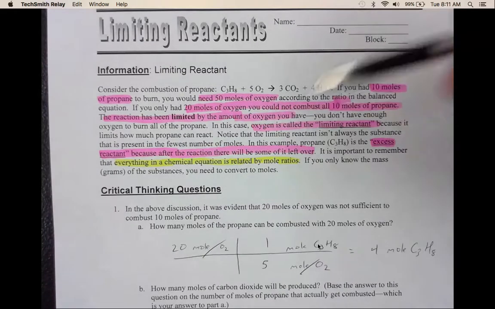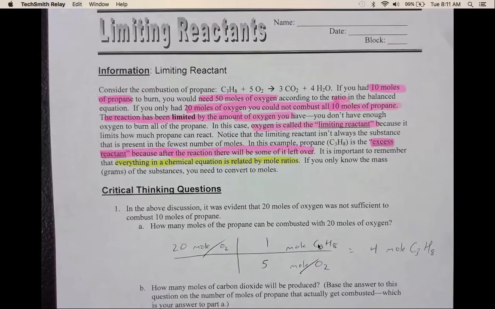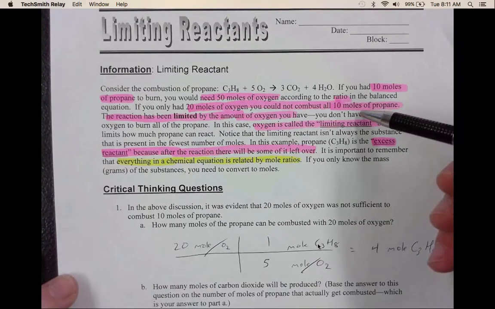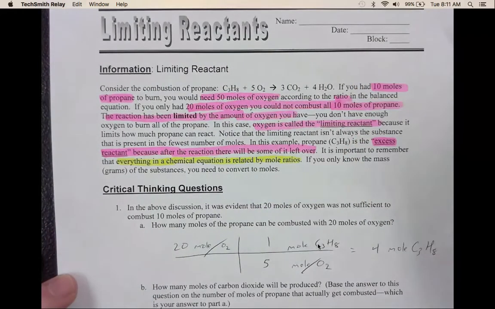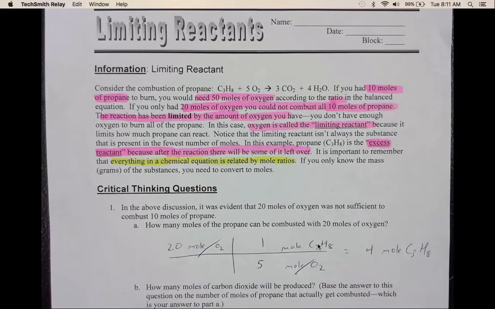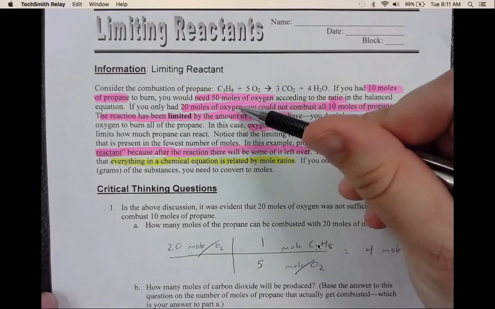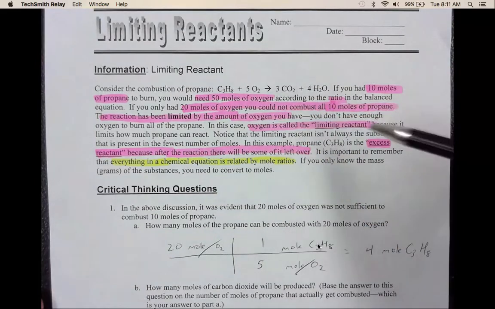However, if you had the case where you only had 20 moles of oxygen, you would not be able to combust all 10 moles of propane. Therefore, you are limited by the amount of oxygen you have. You cannot react all of the propane because you do not have 50 moles of oxygen. So that's what we call a limiting reactant. You are limited by the amount of oxygen you have.